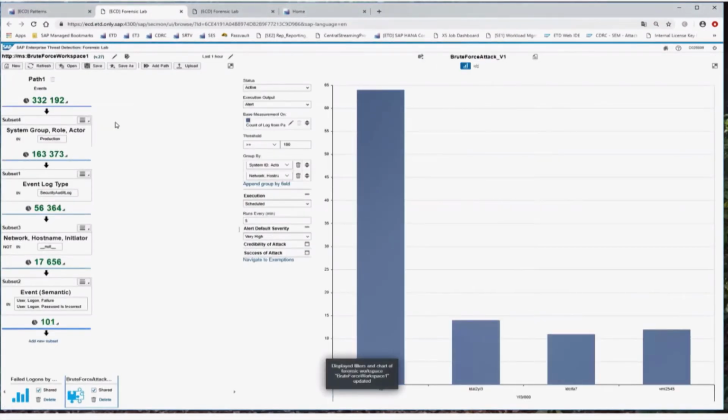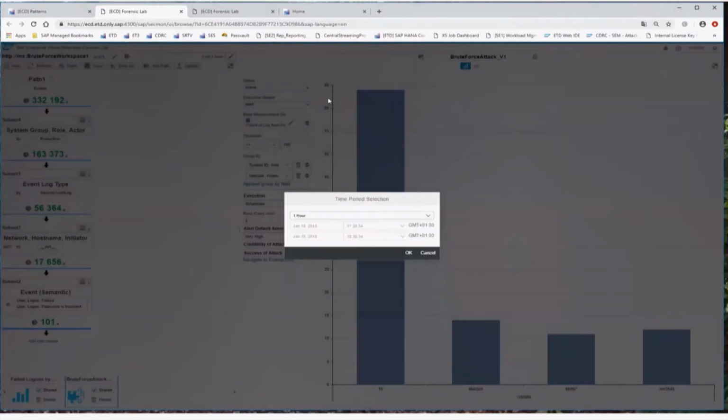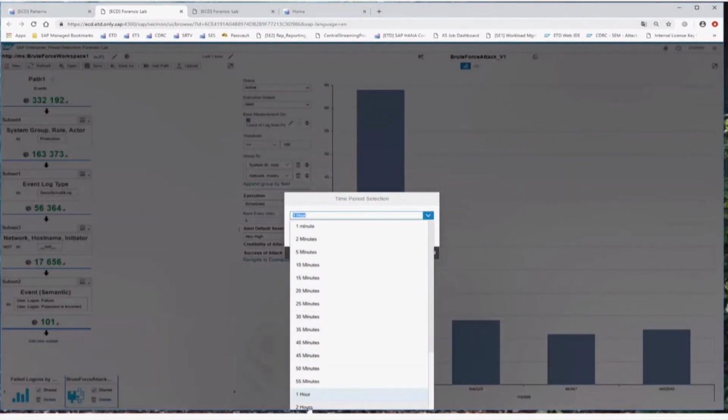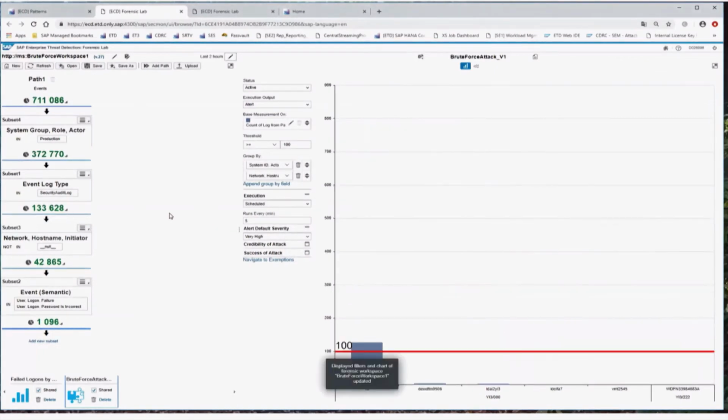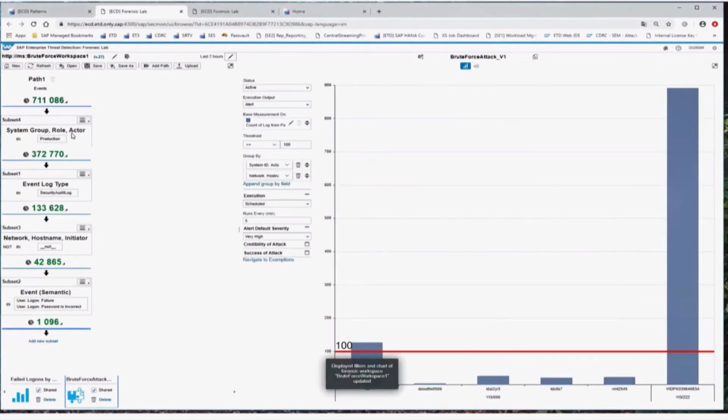So here we are in the forensic lab. If you look on the left, we have a path that we're going to look at. But first, let's go back a couple of hours, so that we can see what was happening. So here's the path on the left. We see that we're looking at events in the security audit log. We're looking at whoever initiated those events, and then we're looking at two specific patterns: user logon failures and brute force attack. You see where we went way over the threshold; the red line is the threshold. We did 891 instead of 100.